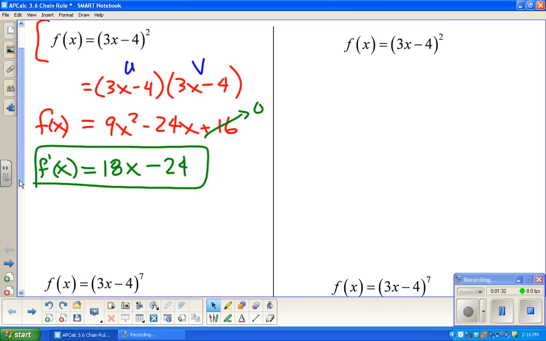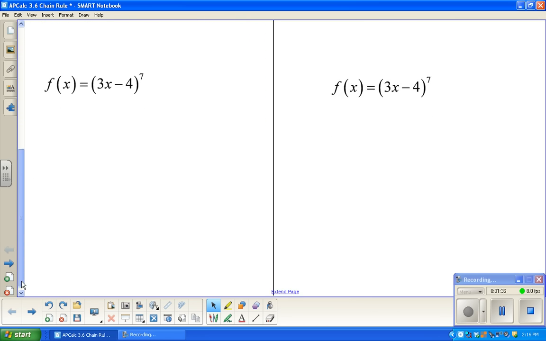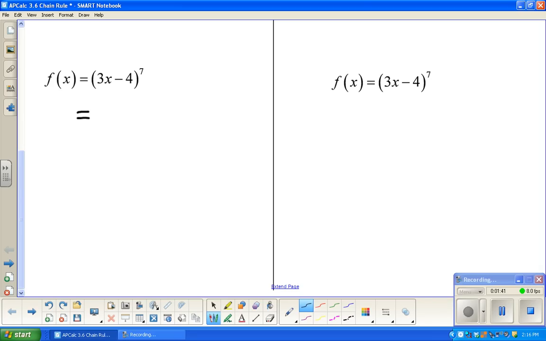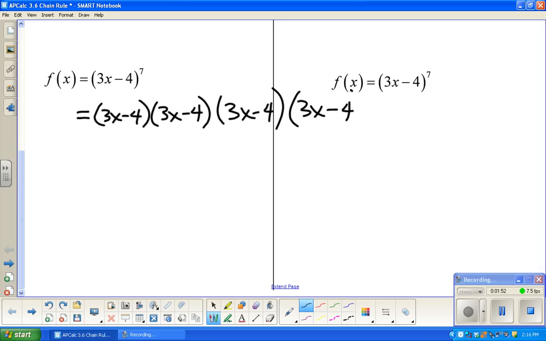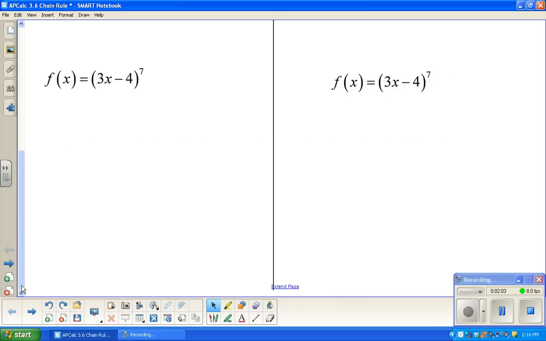Okay, so let's take that same problem and turn it up a notch. What if I'm doing f of x equals 3x minus 4 to the 7th? So 3x minus 4 times 3x minus 4, I need to multiply a lot of factors of 3x minus 4, and can I just say that this is going to get old? I'm not even done. I'm not even there yet. All right, so this would get old in a big time hurry. So let's just say I'm not going to do it.